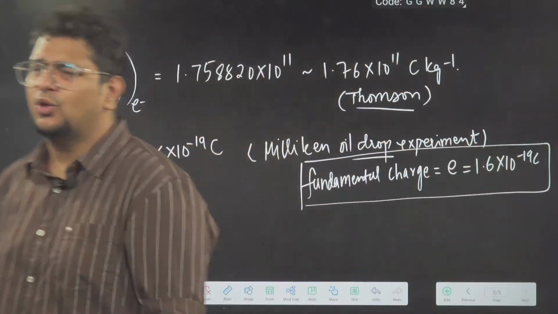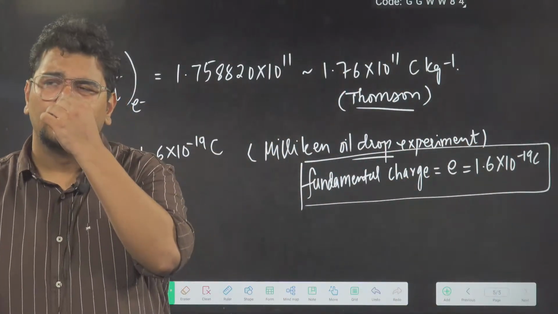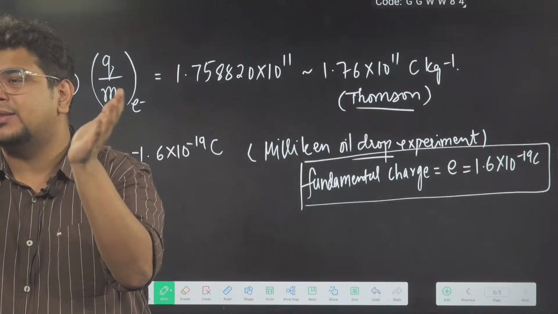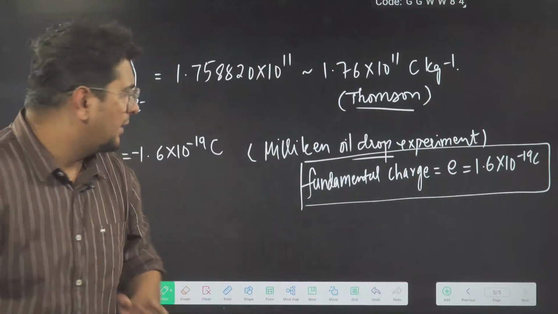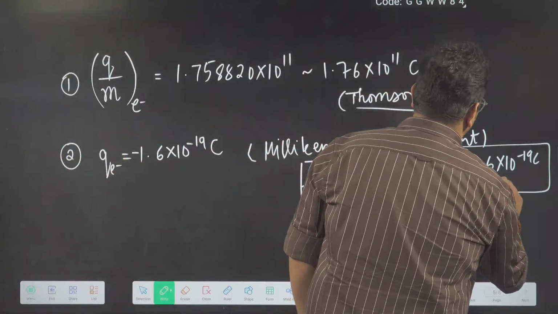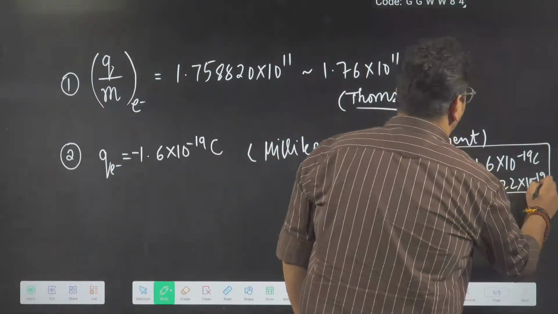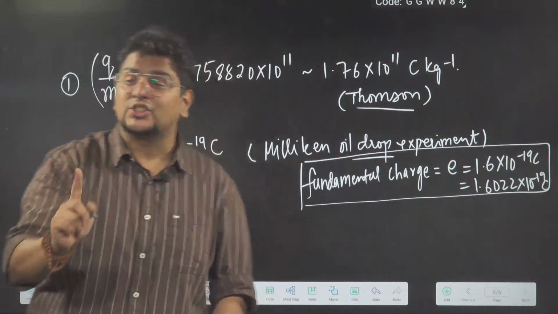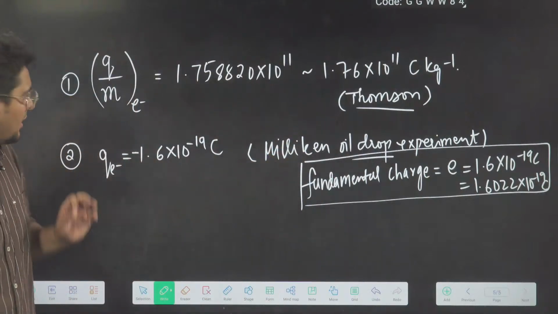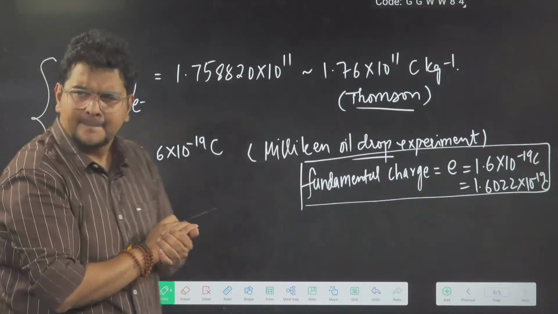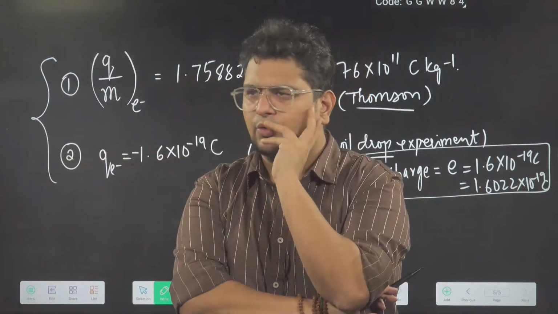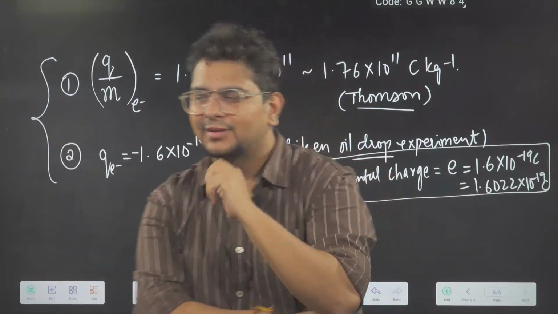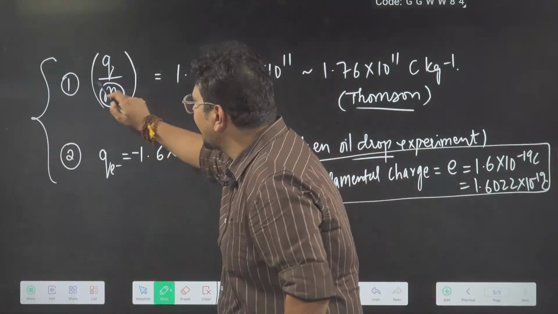Exact is 1.6021786 into 10 to the power minus 19 coulomb, or 1.6022. You can remember this: 1.6022 into 10 power minus 19 coulomb. This is called the fundamental charge. This charge, who found? Millikan. So tell me, Q by M, Thomson found. Q, Millikan found. So can you calculate M or not?